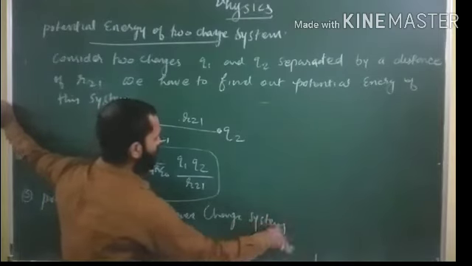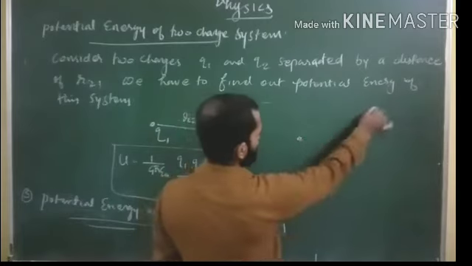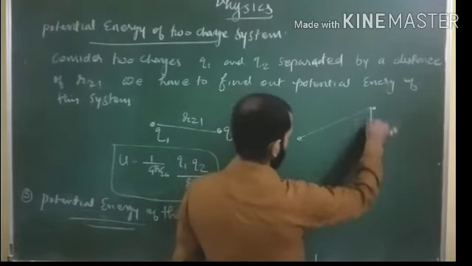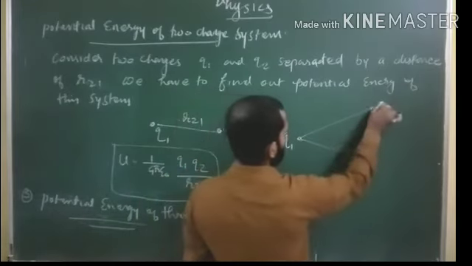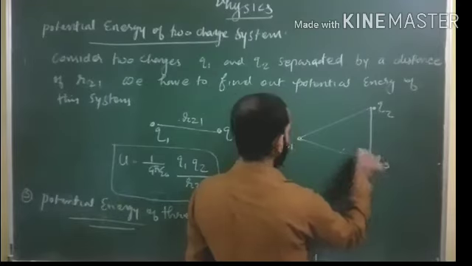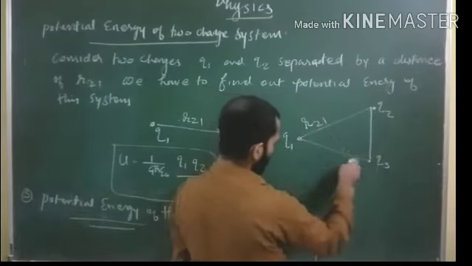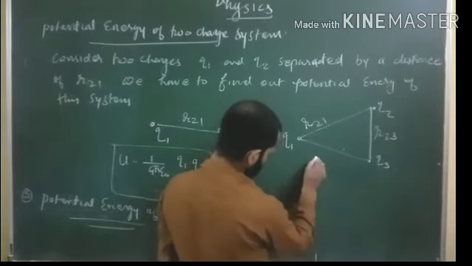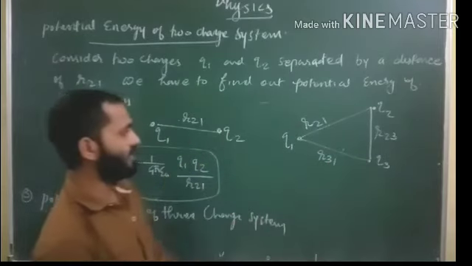Potential energy of a three charge system, how much will it be? This we can find out, students. This is one charge, another charge, the third charge is here. We have Q1, Q2, Q3. This distance I am marking R21, then this is R23 and this is R31. These are the three distances.